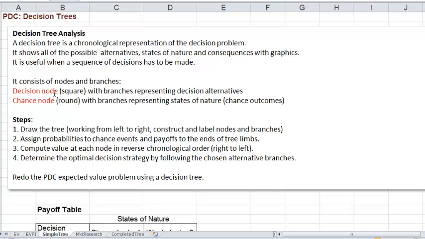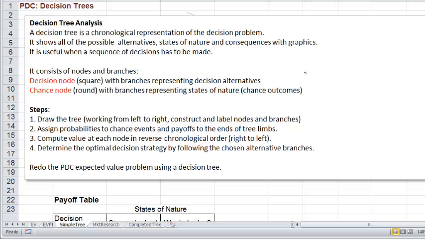A decision node represents the point in time when you have to make a decision. It has branches that represent the decision alternatives. So it looks like this. We have a square for the decision node, and decision alternatives are represented by the branches that come out of the decision node.